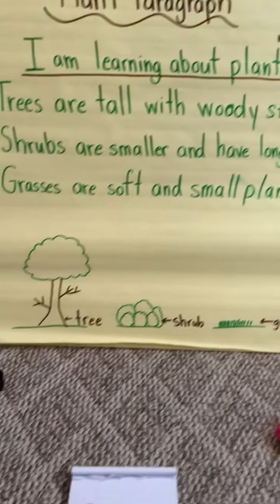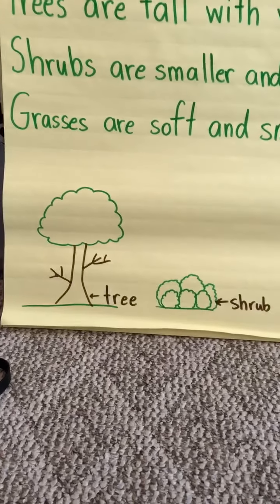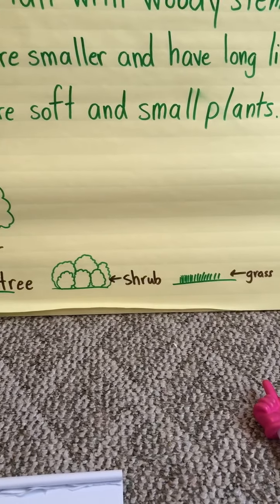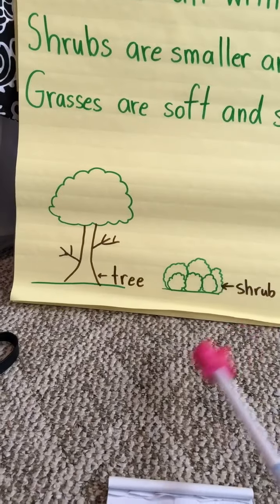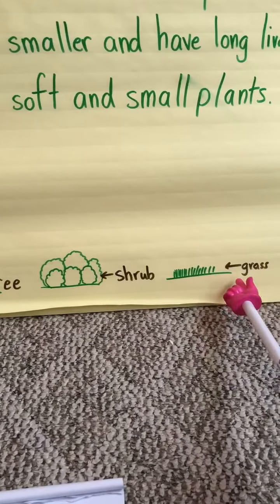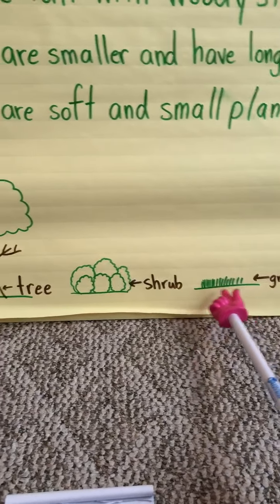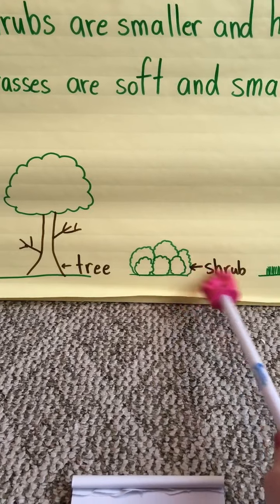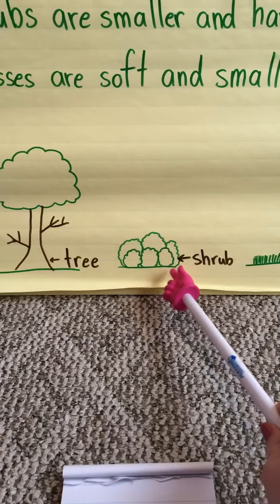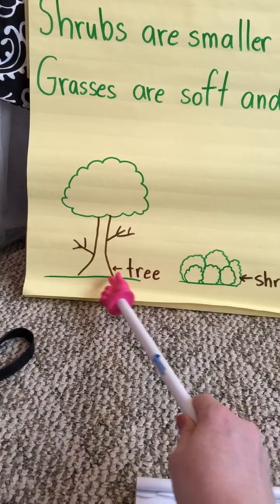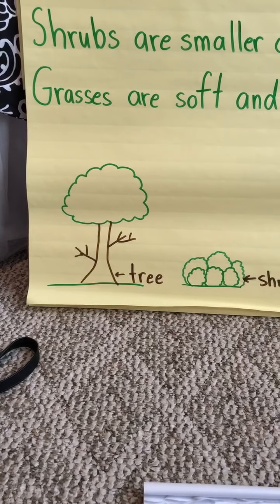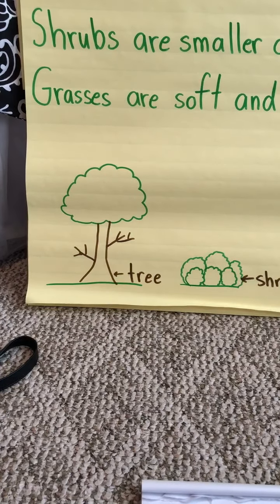And then at the bottom, it said to draw a picture. So to make it easier, I drew a picture for each plant and then I wrote the name next to it with an arrow so that I could tell which one was which. So that's a tree, that's a shrub, and that's grass. Grass is small, it's soft. Shrubs are a little bit bigger than grass. They have woody stems. So that's the shrub, and then this is the tree. It's long, it's tall, it's got branches, it's got a long woody stem.